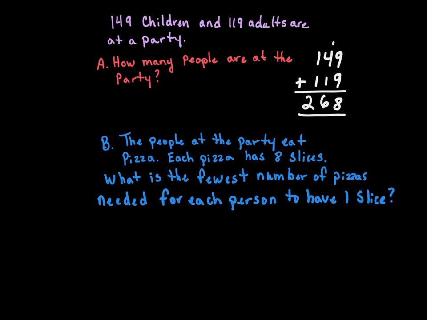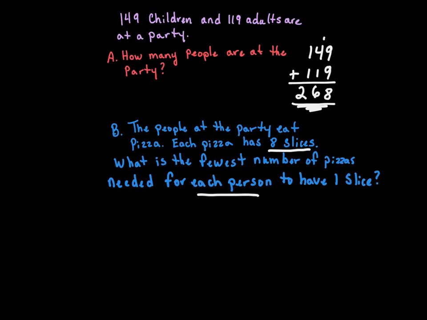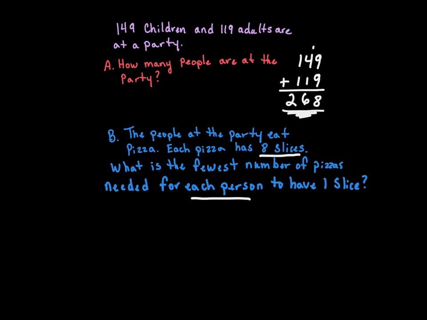But now you got to feed those people. The people at the party eat pizza. Each pizza has 8 slices. What is the fewest number of pizzas needed for each person to have 1 slice? So if there's 268 people at that party and each person is going to get 1 slice, we need to know how many pizzas we need to buy. So we're going to be dividing. We have our total, which is 268, and we're going to be dividing by 8 because there's 8 slices in a pizza. So 268 divided by 8.